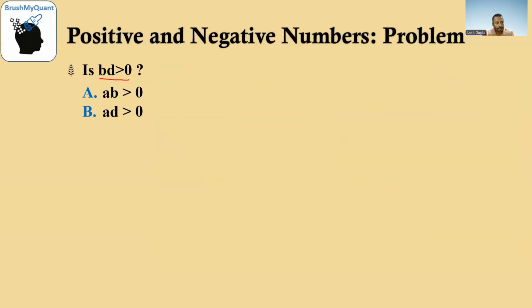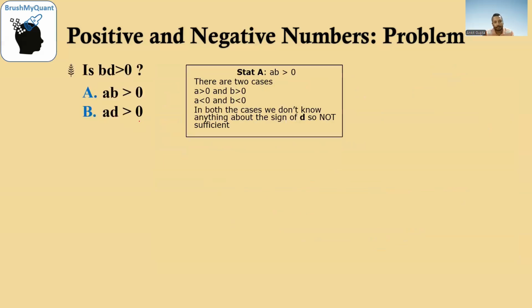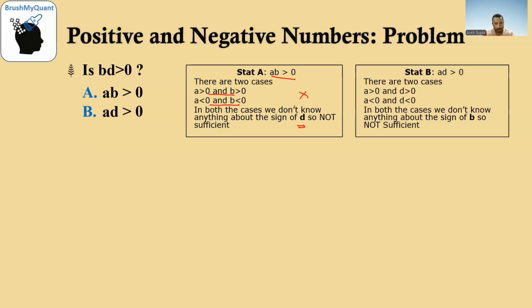So the question is, is B into D greater than 0? And two option choices: AB is greater than 0, and the second one is AD is greater than 0. Now, if we open the first statement, it will open as A into B greater than 0. That means both A and B will have the same sign. So either both are positive or both are negative. Again, similar to the previous question, we don't know anything about B. So definitely alone, it is not sufficient to answer the problem.